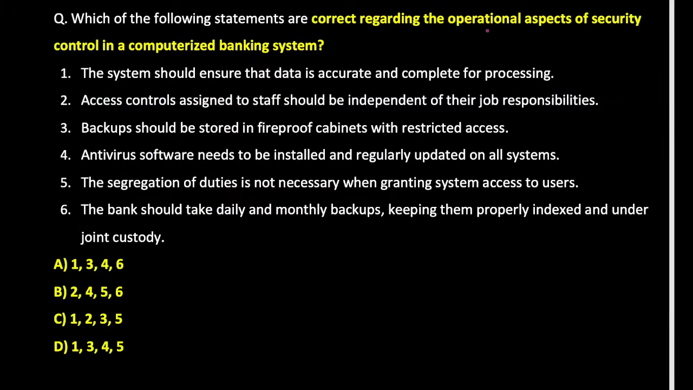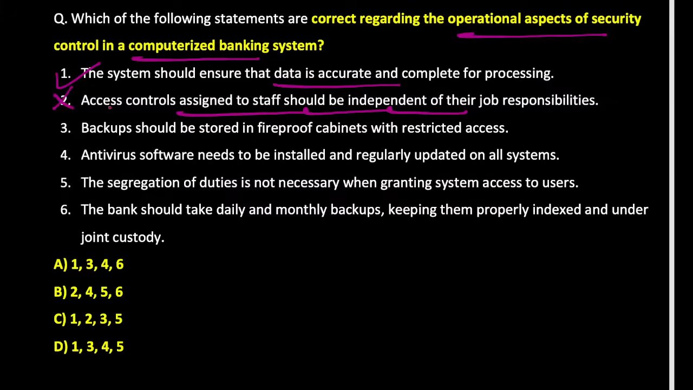Correct regarding the operational aspect of security control in computerized banking system. The system should ensure data is accurate and complete for processing. Second statement, access control assigned to staff should be independent of their, no, it should not be independent. It is like we are not providing access to someone else and the job is done by someone else. Whoever is doing that job, that access should be provided to that person only, right?